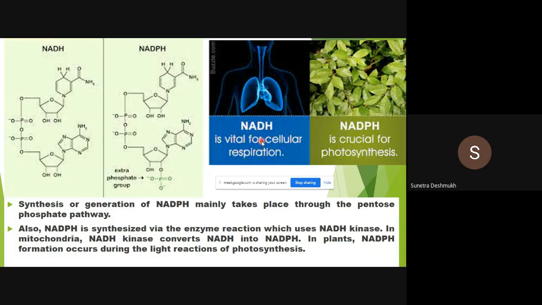Okay, synthesis or generation of NADPH mainly takes place through the pentose phosphate pathway. Also, NADPH is synthesized via an enzyme reaction which uses NADH kinase. In mitochondria, NADH kinase converts NADH to NADPH. In plants, NADPH formation occurs during the light reaction of photosynthesis. So this is the difference between NADH and NADPH, and also NAD plus.